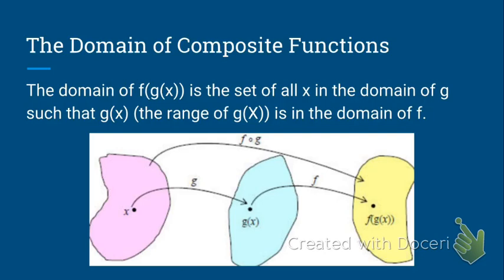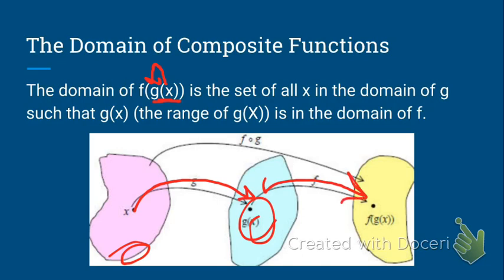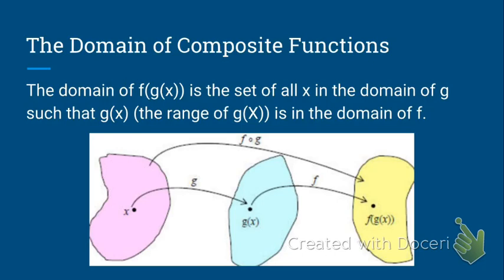In this purple region over here, that represents everything in the domain of g, the inside function. So it starts off with anything in the domain of g. Then what comes out of g is the range of g of x. And everything that comes out of the range of g of x must be able to be taken on by the domain of f of x. And that's how you find the domain of f of g of x. Easier said than done, but watch and learn.